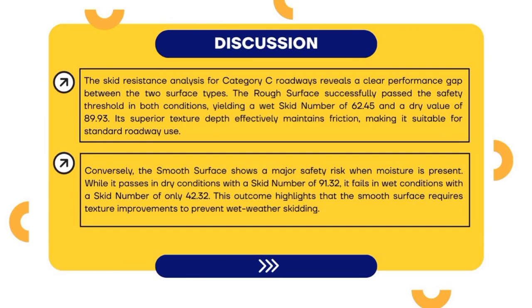Conversely, the smooth surface shows a major safety risk when moisture is present. While it passes in dry conditions with a skid number of 91.32, it fails in wet conditions with a skid number of only 42.32. This outcome highlights that the smooth surface requires texture improvements to prevent wet weather skidding.